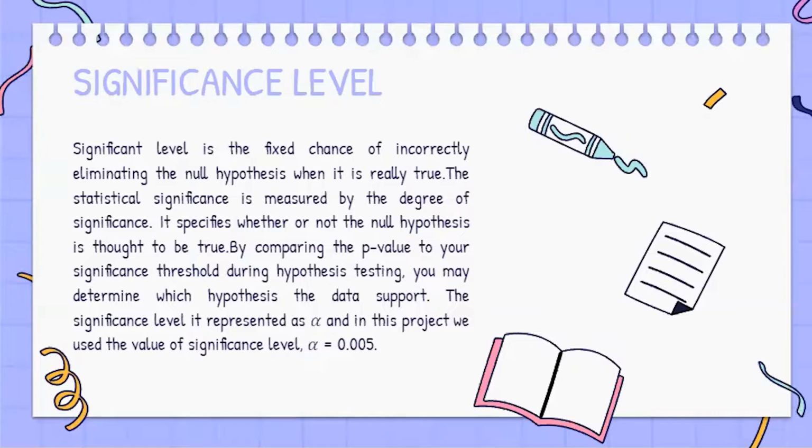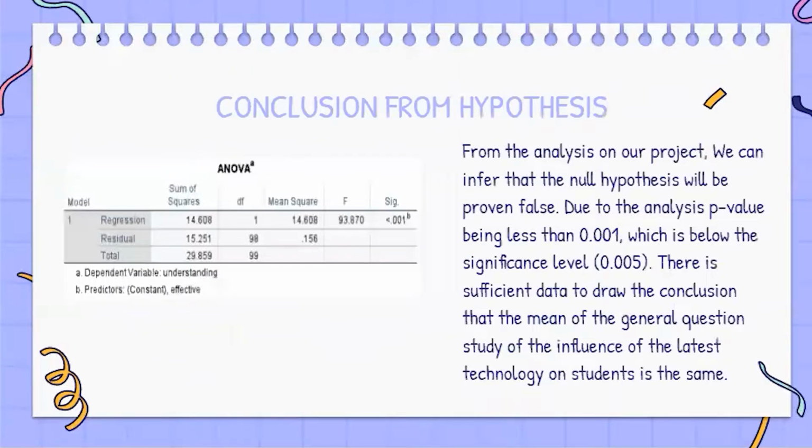During hypothesis testing, you may determine which hypothesis the data support. The significance level is represented as alpha, and in this project we use a significance level of 0.005. From the analysis of our project, we can infer that the null hypothesis will be rejected, due to the analysis p-value being less than 0.001, which is below the significance level.